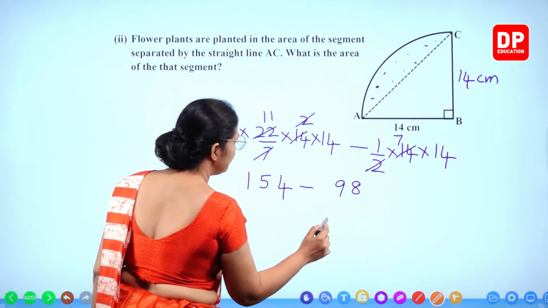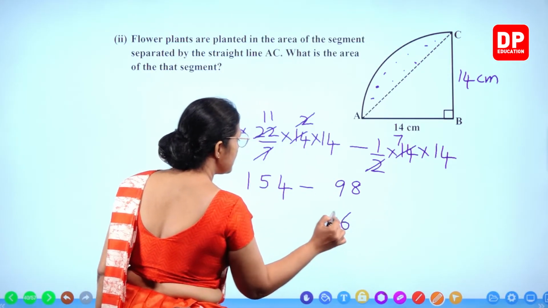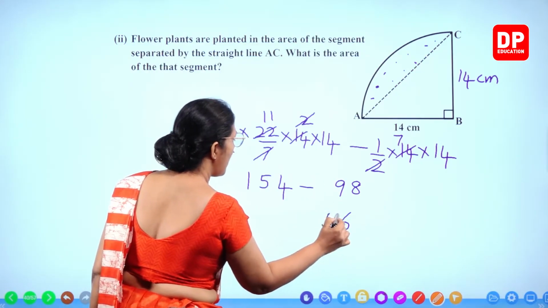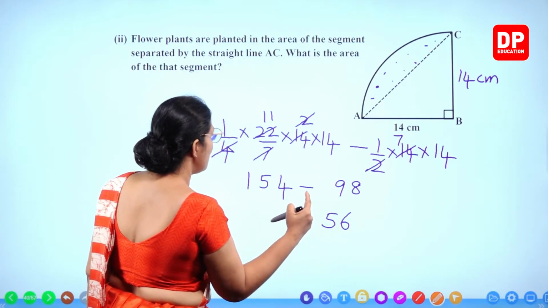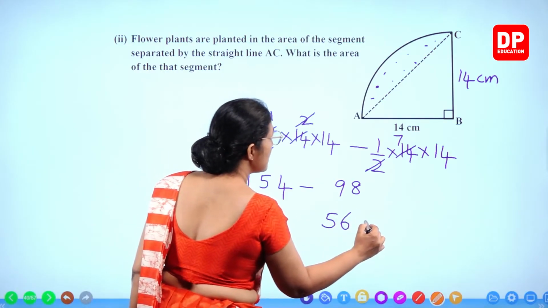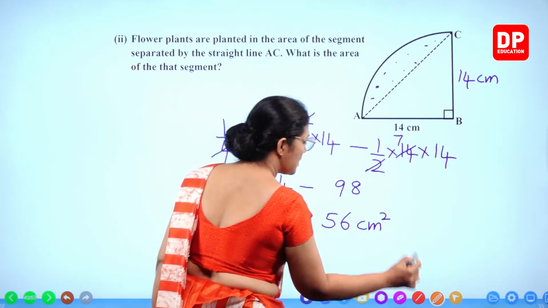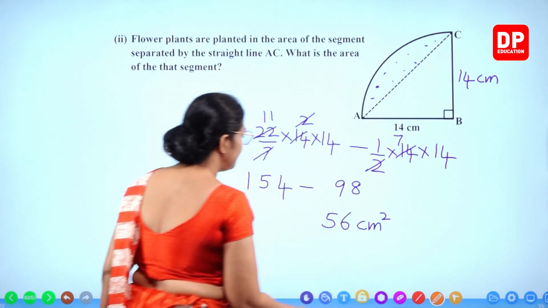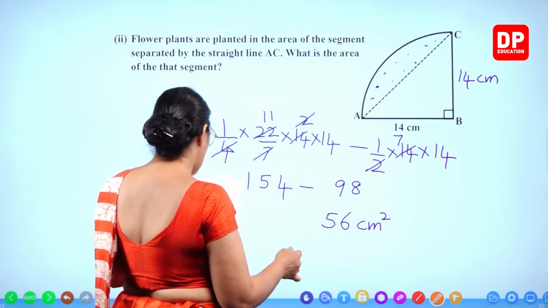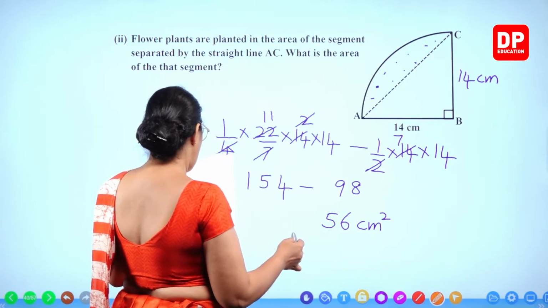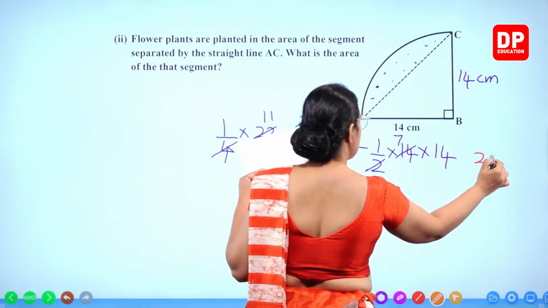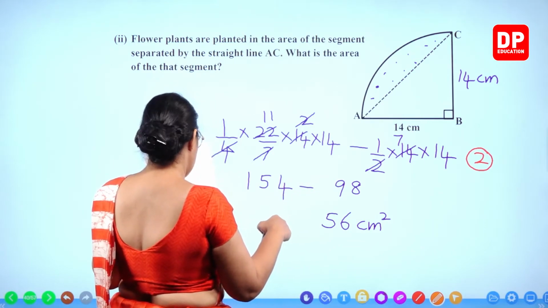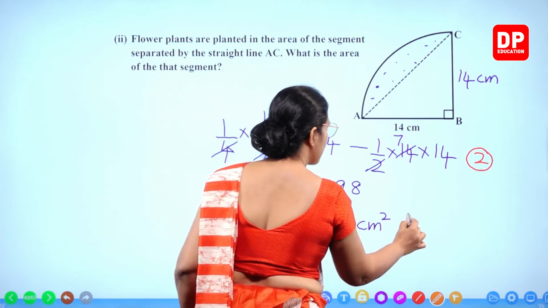Now subtract. 8 and 6, 14. 1 remaining. 10 and 5, 15. So 56 square centimeters is the area of the segment. So let's see how many marks for that. You get 2 marks for finding these 2 and then get the final answer, 1 mark.